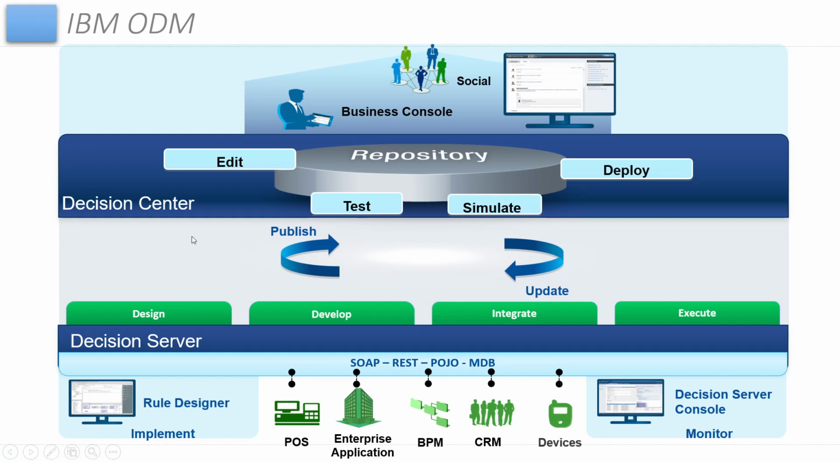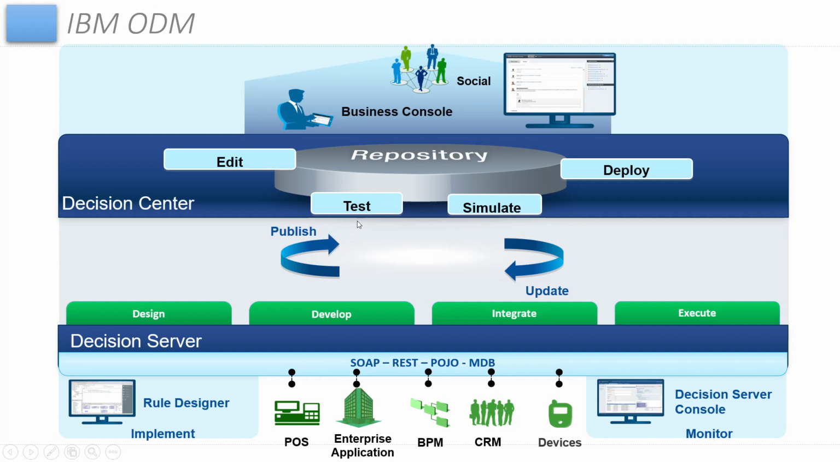The second package is called Decision Center and is aimed for business people. This Decision Center package contains a web application called Business Console, and the business team uses the Business Console in order to work in a collaborative way to edit, test, simulate, and deploy. Editing means creation, modification, or deletion of rules.